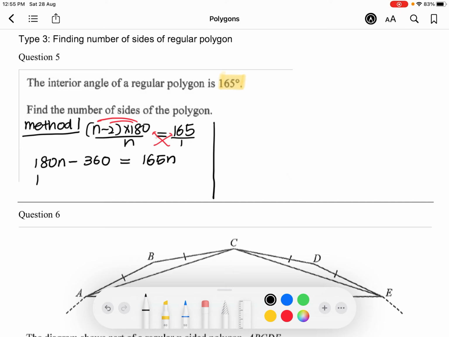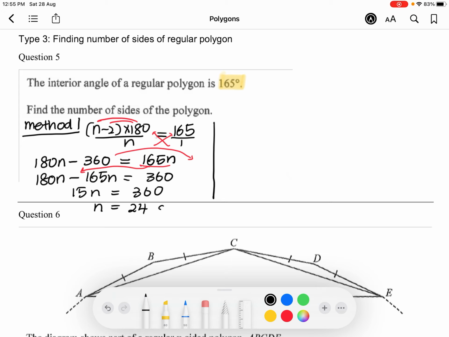Rearranging our terms and bringing n over to one side, we will have 180n subtract 165n, which changes sign as it goes over, equals 360. Simplifying, 180 minus 165 gives me 15n equals 360 degrees, so n is 360 divided by 15, which is 24 sides. Well, this method involves a little bit of algebra, and you need to be careful in your calculations.